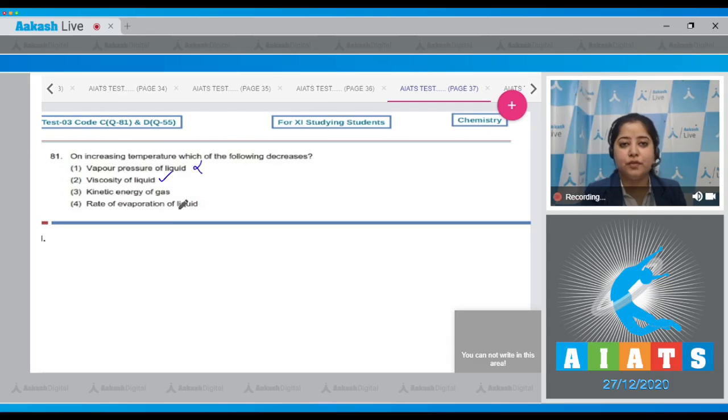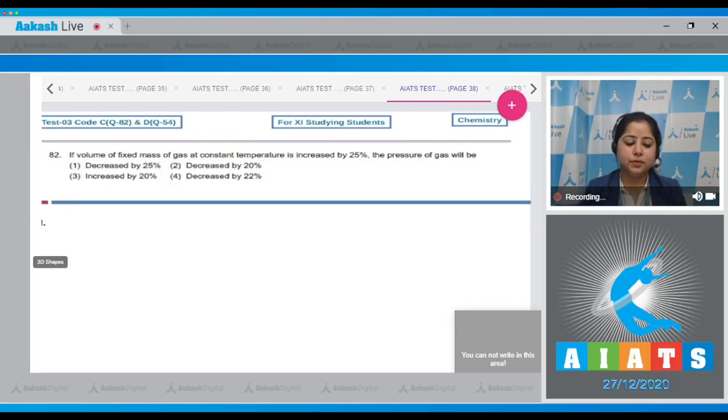Next, kinetic energy of gas. This will remain constant. Rate of evaporation of liquid. Student, rate of evaporation of liquid also increases. That means the correct answer is option number 2. Rate of evaporation of liquid will remain same.